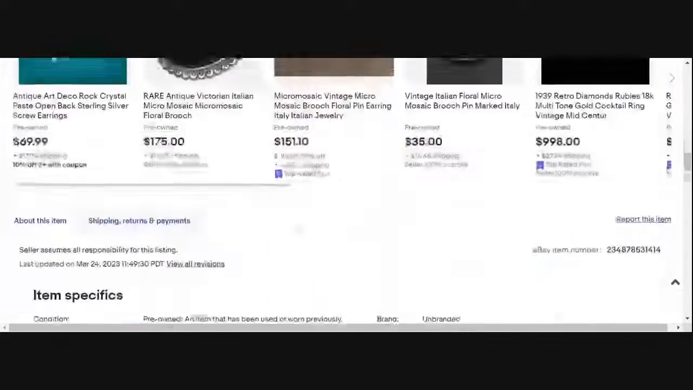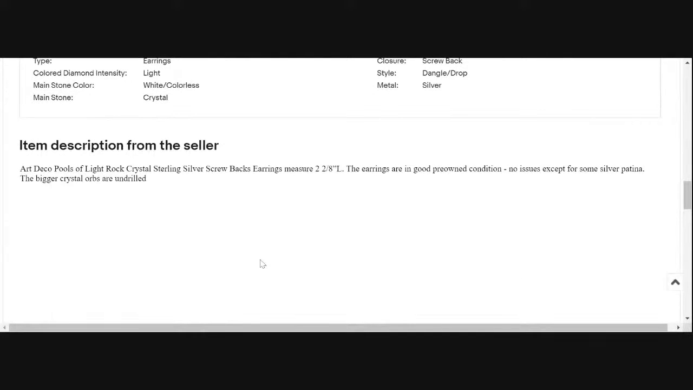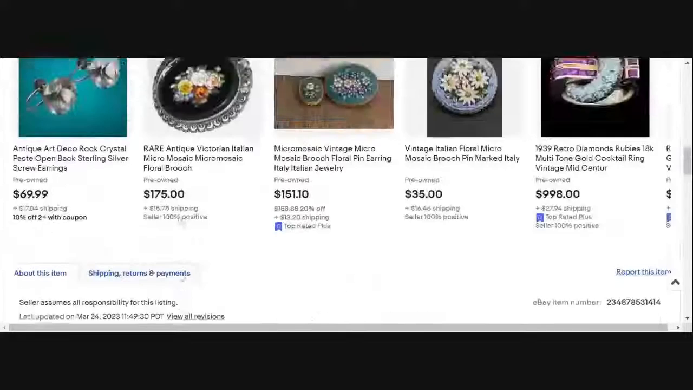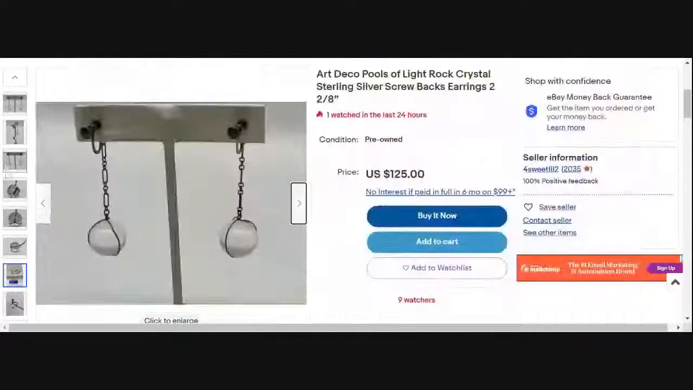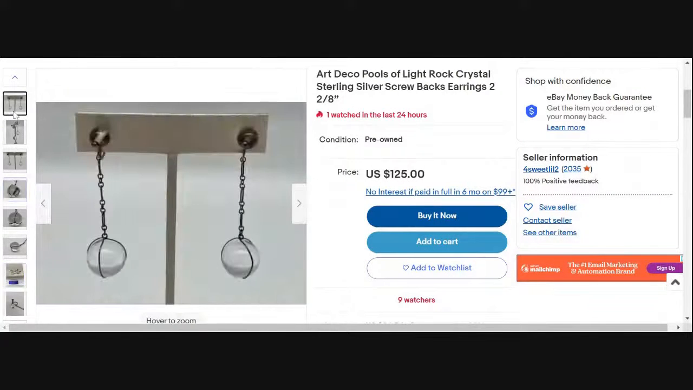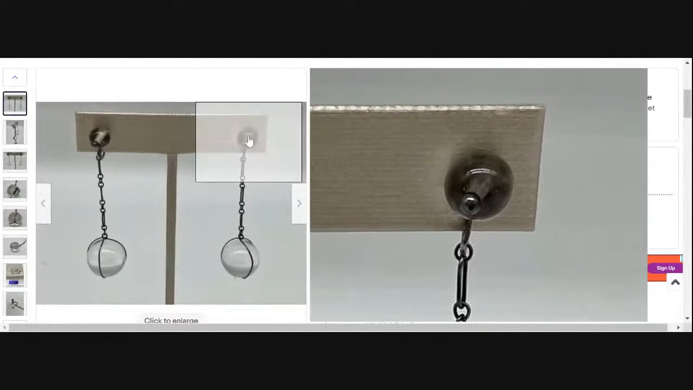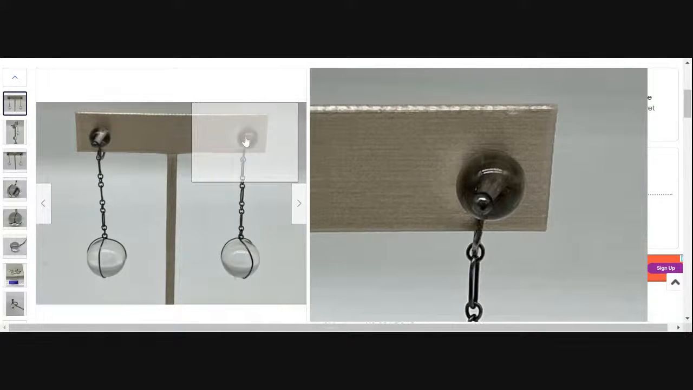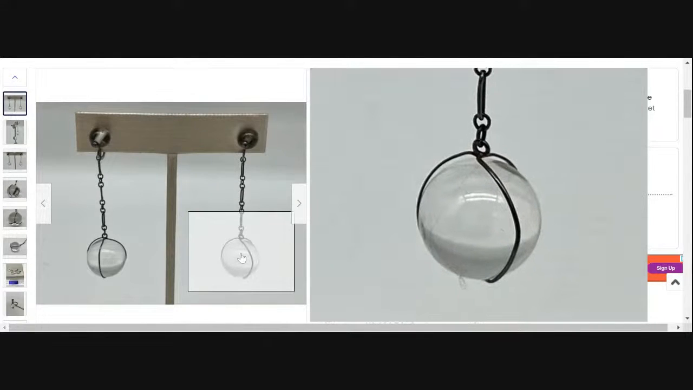Can't quite make out any details on that to see if it says sterling. Let's read their listing. Art Deco Pool of Light, rock crystal sterling silver screwback earrings, 2 2/8 inches. Earrings are in good pre-owned condition. No issue except for some silver patina. The bigger crystal orbs are undrilled. Yes. So that is something important to mention when we talk about pools of light. This top component, not pools of light. Crystal, sure.